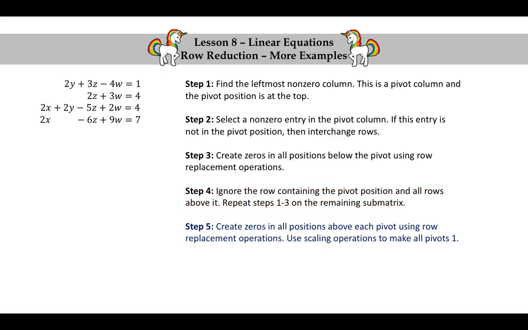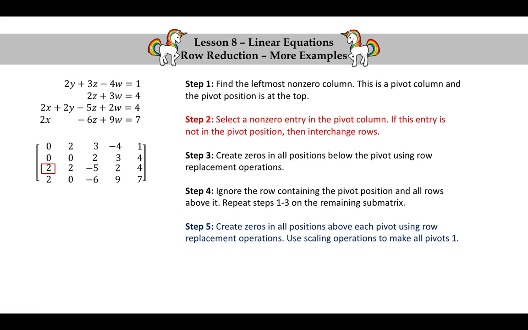Let's look at another example. Here we have a linear system of 4 equations with 4 variables. Let's go ahead and write the augmented matrix for that system. And now we find the leftmost non-zero column. That's this column, all the way to the left, 0, 0, 2, 2. Let's select a non-zero entry in this column. How about this 2 here?